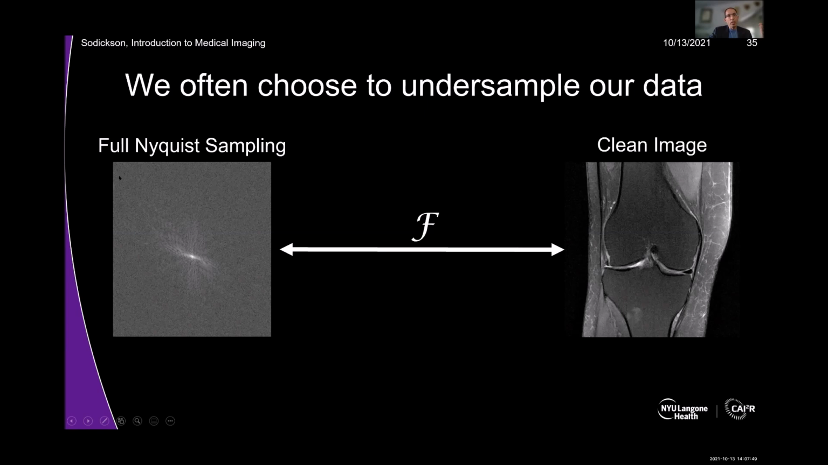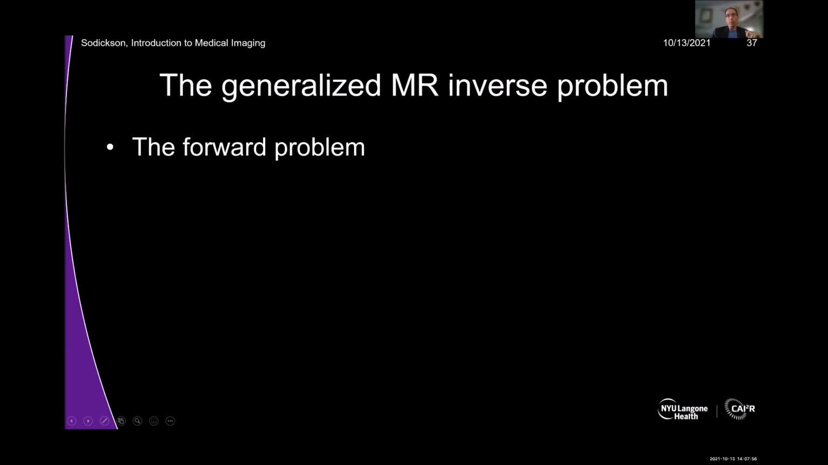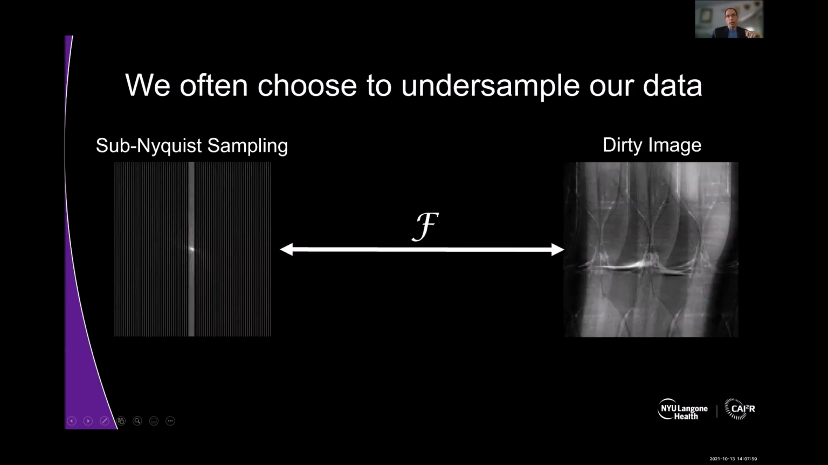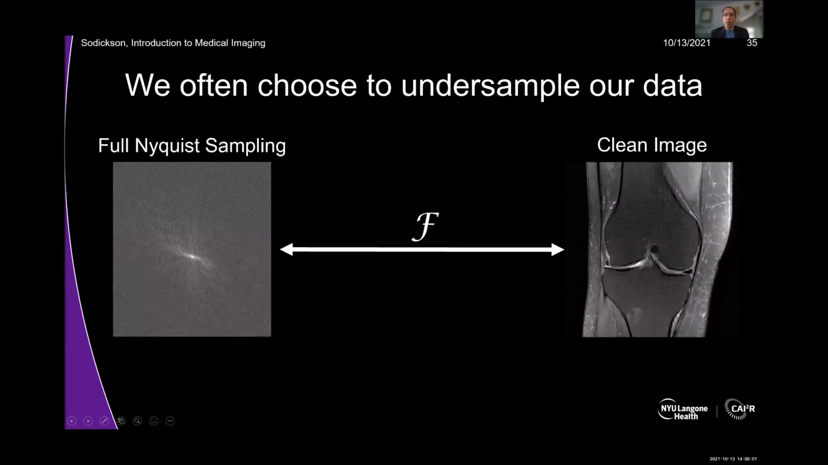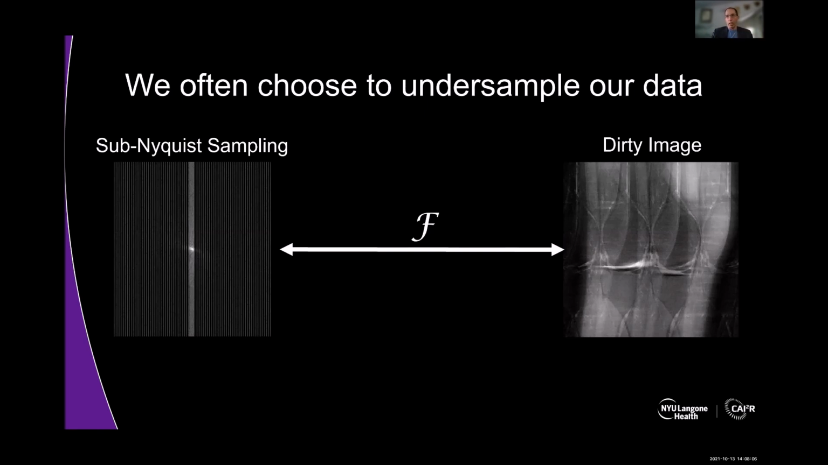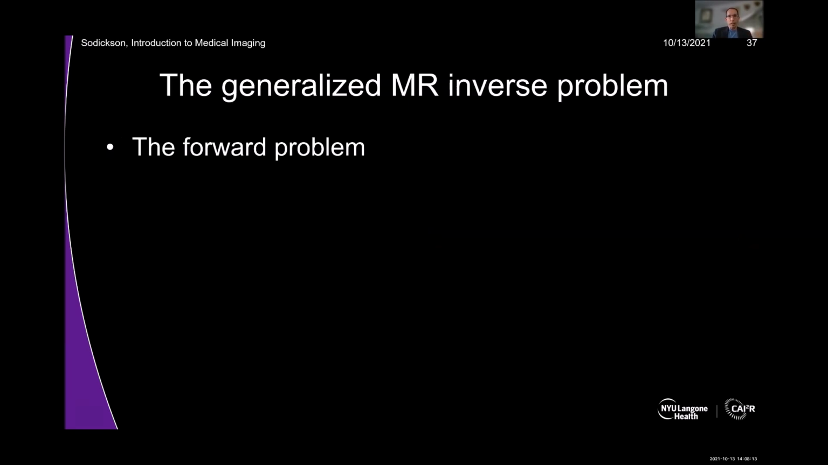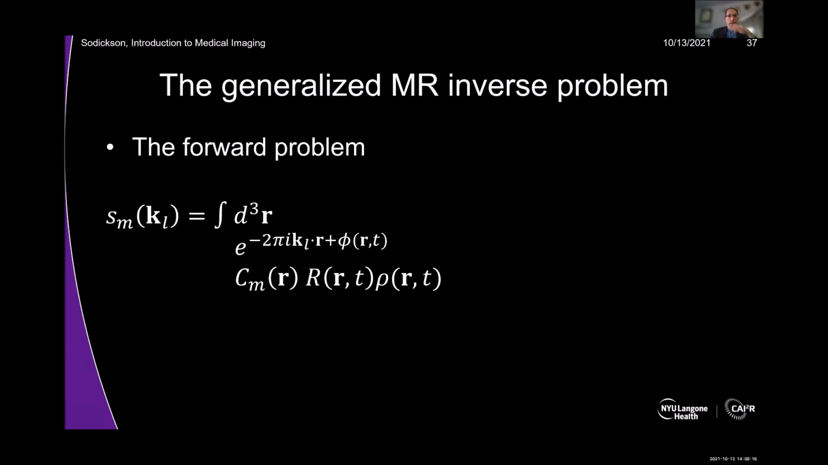So if we now deliberately undersample K-space below the Nyquist limit, if we use just a simple Fourier transform, we get all of these artifacts, which you might call our dirty image. So what does the inverse problem look like in that situation? Well, in this case, then, the forward problem looks very much like Urvashi's forward problem. We have all of these different terms, and there are other terms associated with systematic errors in the system.